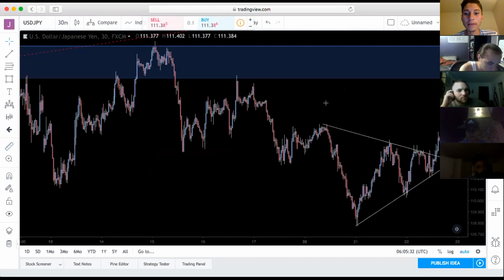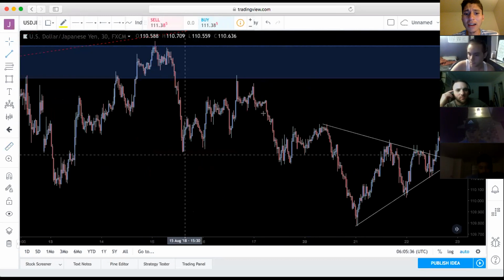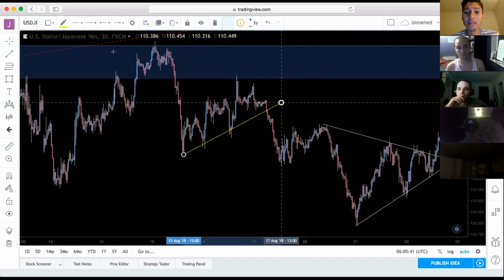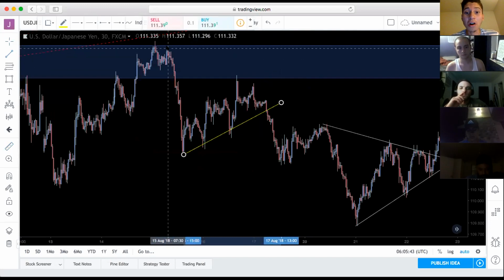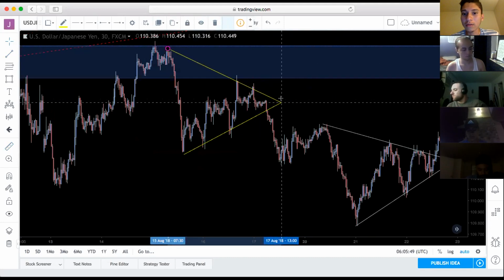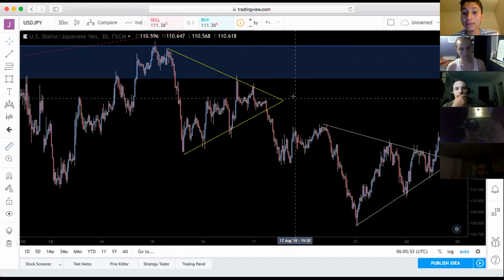Triangles are some of my favorites, right? I don't know, maybe I just have an eye for them on UJ, but I always see triangles on UJ all the time. It just always works for me for some reason, every time I try to trade a triangle on here. That's how I fell in love with UJ, actually. I'm not gonna lie, I used to hate this pair. And then I realized, wow, it's really interesting. It forms a lot of patterns.